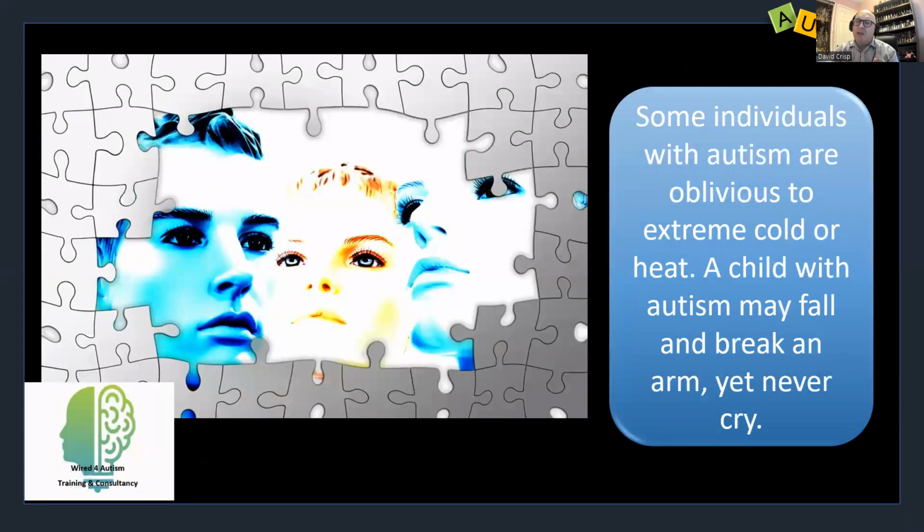Again, some autistic individuals are oblivious to extreme cold or heat. An autistic child may, as I mentioned earlier, break an arm or leg and yet never cry. Against those extremes of cold and heat, I supported a young man when I worked in autistic day services who, whatever the weather, would wear this thick black coat. Height of summer, even last week when the temperature in the UK was 40 odd degrees, he would have still been wearing that coat, unless somebody actually advised him it's not a good idea, on health grounds, because you're going to be really, really ill. You're going to overheat.